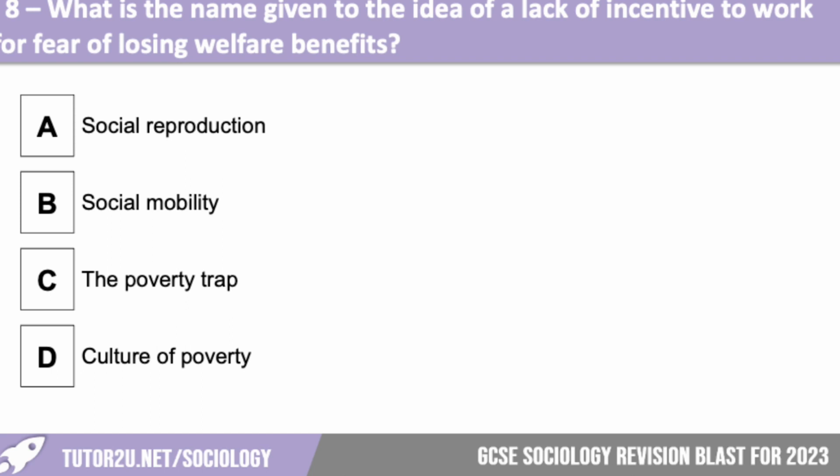8. What is the name given to the idea of a lack of incentive to work for fear of losing welfare benefits? Is it A, social reproduction? Is it B, social mobility? Is it C, the poverty trap? Or is it D, culture of poverty? Just leave it up for a moment before we do a reveal. Okay, let's have a look. It is the poverty trap, where some people are actually financially worse off if they go out to work.